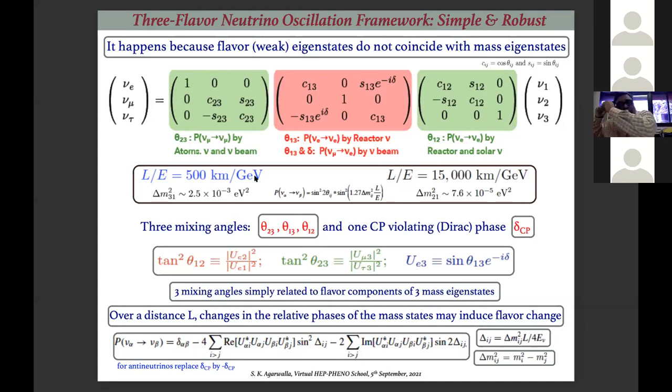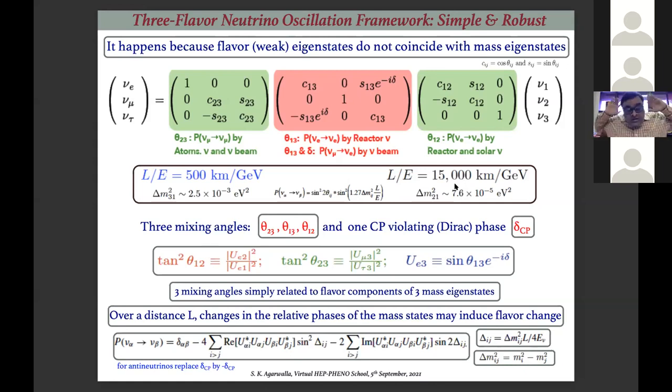But when you are looking for a solar mass square difference, if you see in this formula, if you put some value around 10 to the power minus 5 eV square, then I told you that it is roughly 30 times smaller. So you need 30 times bigger L by E value. So you need around 15,000 kilometer over GeV. What I'm explaining, these are the nutshell. These are the most important thing of this basic simple picture of neutrino oscillation.